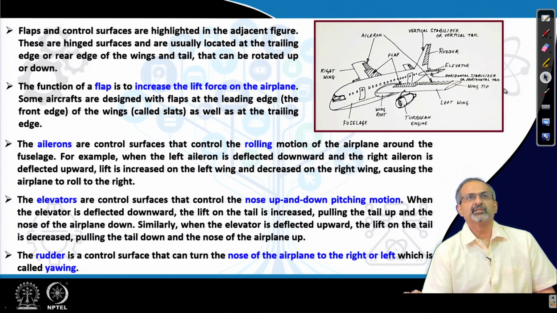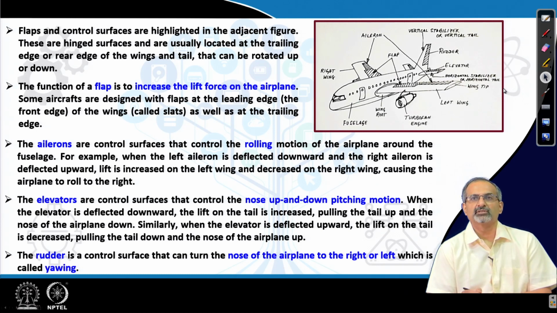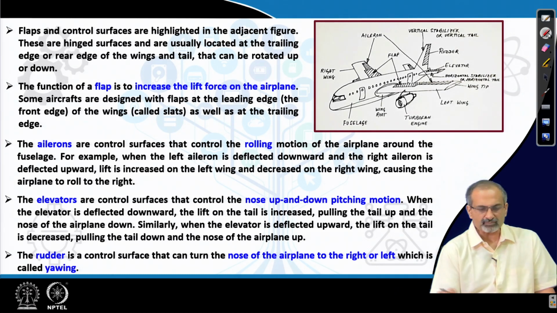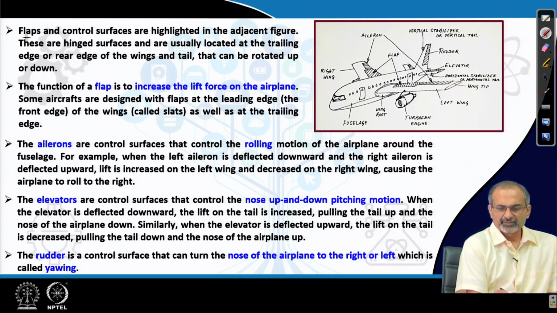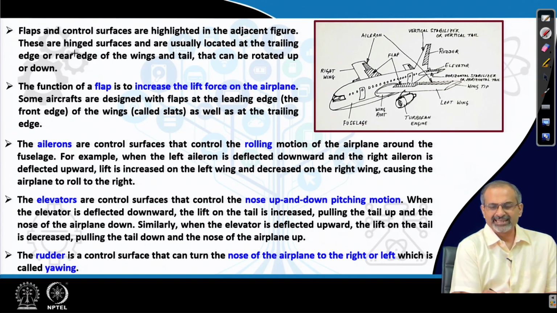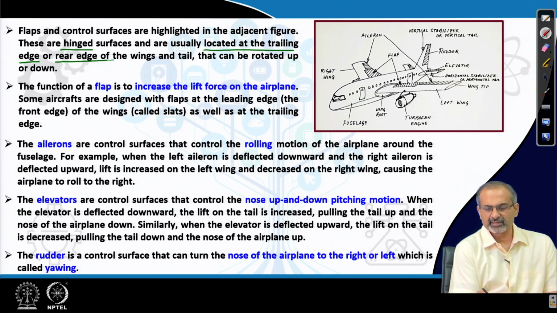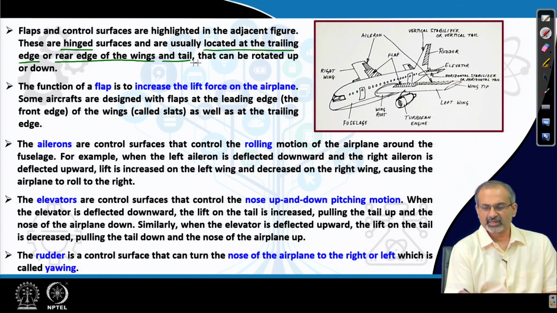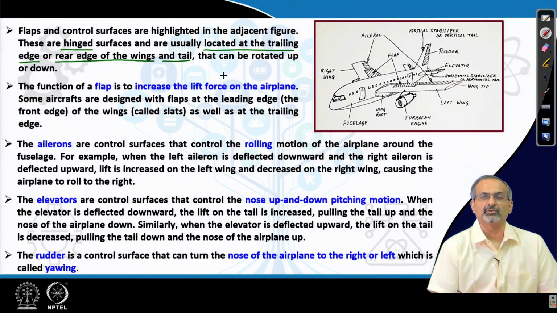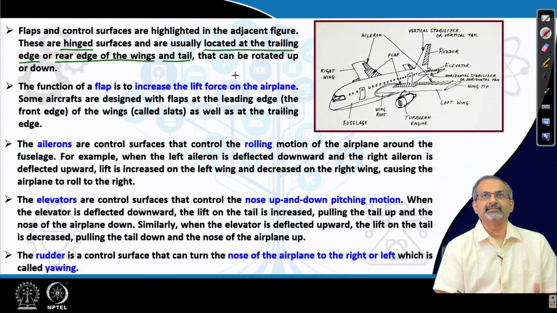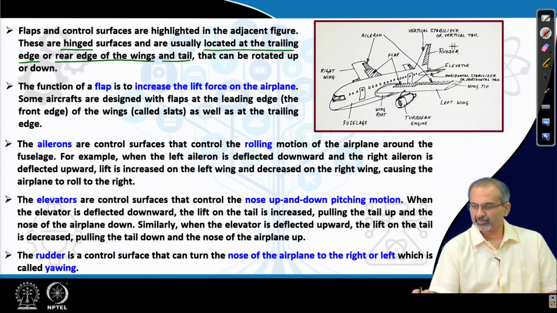Let us look more specifically at some of these control surfaces. The different control surfaces are hinged and are usually located at the trailing edge or rear edge of the wings and the tail, and they can be rotated up or down or to the sides. For example, for the rudder, it is to the sides.